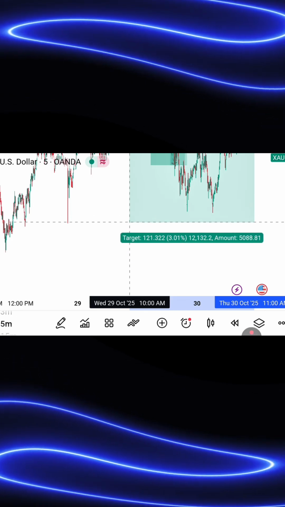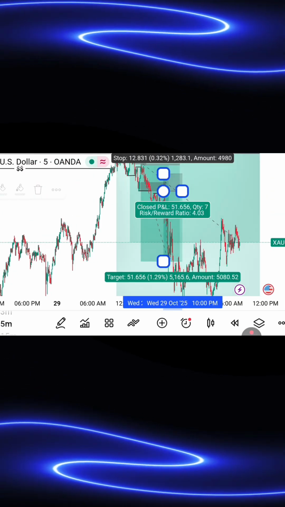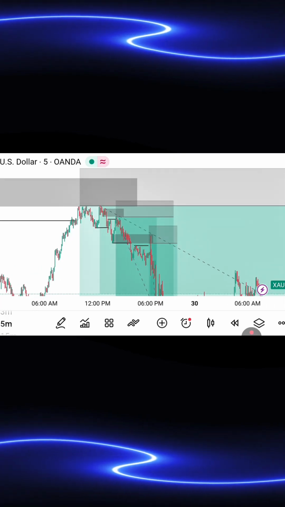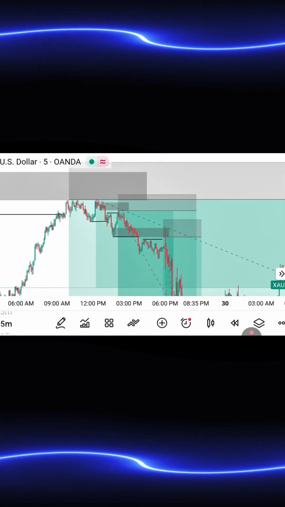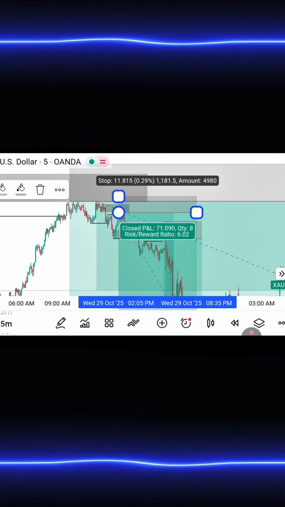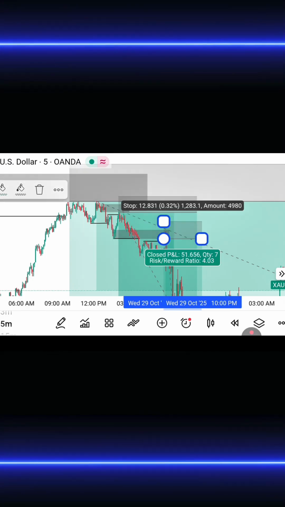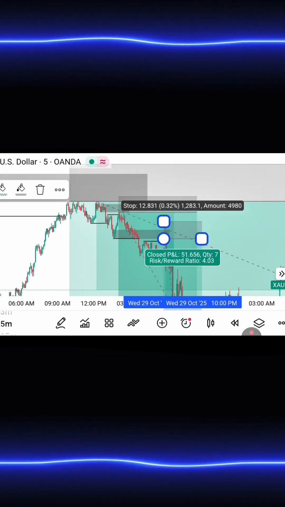Even without targeting here, you're still getting a 1 to 10 from this trade. And in this case, after placing this second position, the next thing I would have done was to shift the stop loss of this first one to exactly where the stop loss of the second one is, so that both of them will be at the same level.